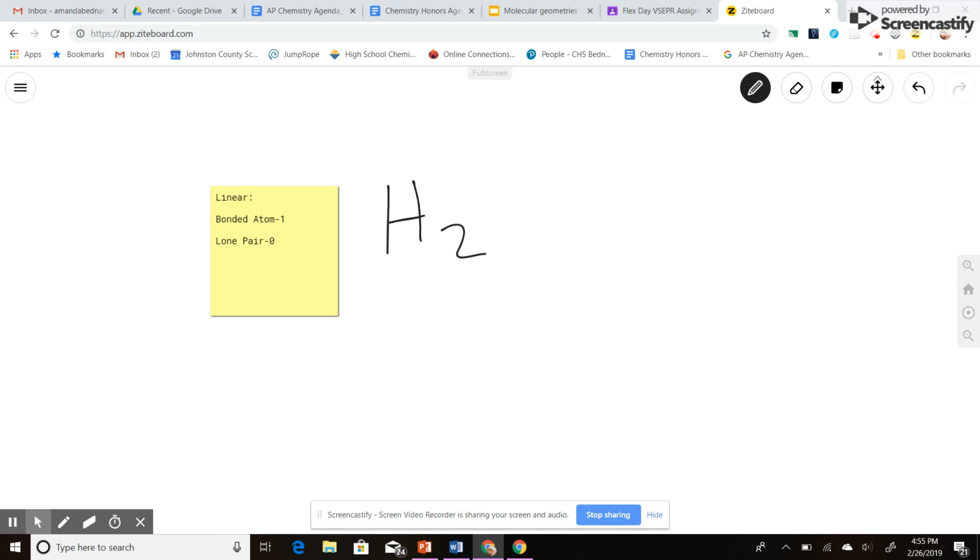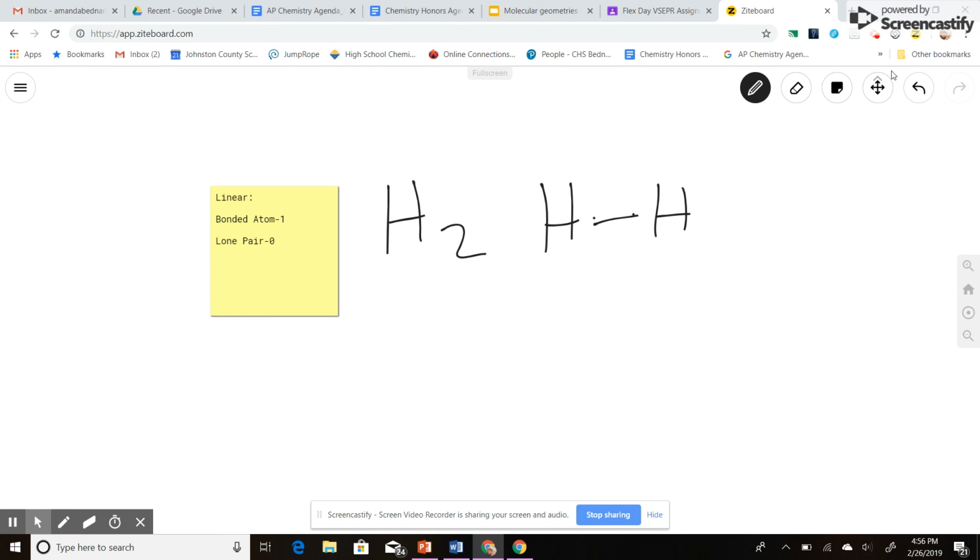So here we have H2. If I were to draw out the Lewis structure for H2, it would look like this. We have 2 hydrogens, both with 1 valence electron. And between them, they have 1 bond. And if you noticed, here the hydrogen is sharing an electron with the other hydrogen. There are 2 bonded atoms. There are absolutely no lone pairs, so this would be linear.